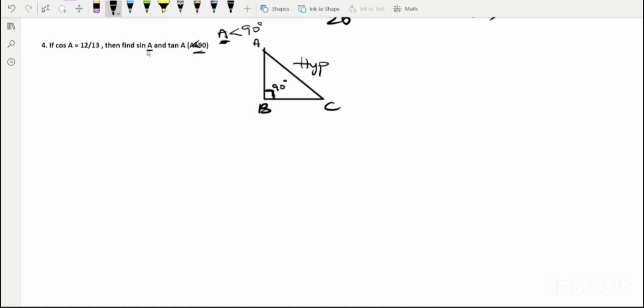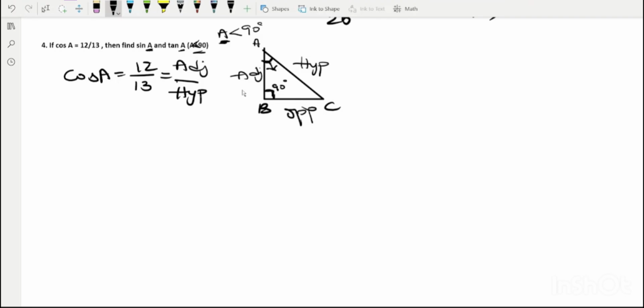In the question, he has clearly asked us to find the values of sin A and tan A, so this would be the angle here. The side opposite to the angle is obviously the opposite side, and the other one would be the adjacent side. He has given us that cos A equals 12 by 13, and the formula for cos A is adjacent side divided by hypotenuse. So the adjacent side would be 12 and the hypotenuse would be 13.